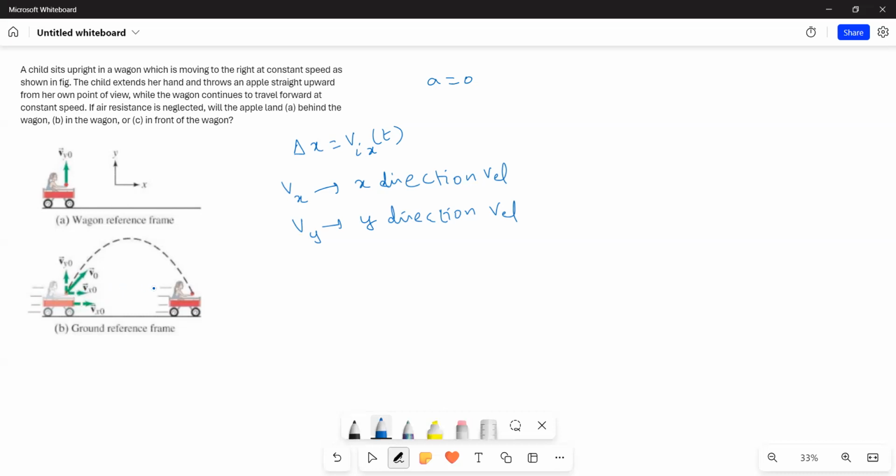It travels with the same velocity as the wagon for a time interval t, and afterwards it falls down. So both will be traveling with the same velocity. It falls within the wagon, inside the wagon, not outside the wagon. That is the reason behind it, the concept behind this question.